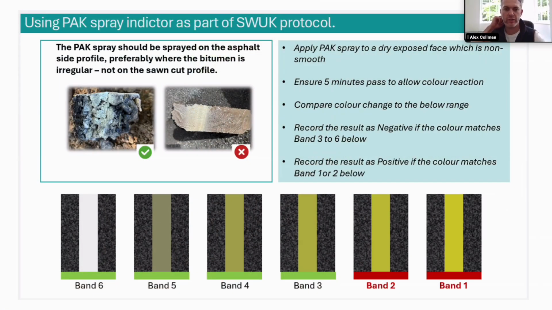With pack spray, pack spraying the asphalt to look for discoloration is going to give a really good guide on the likelihood of coal tar being present within that asphalt, and there are some simple steps and guides to that, and then some colour charts for you to compare it to.